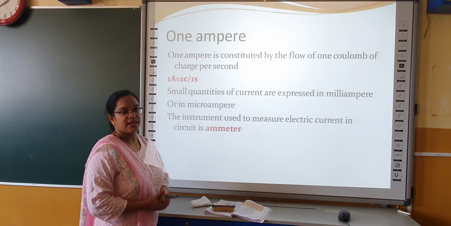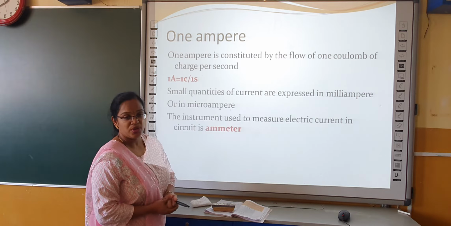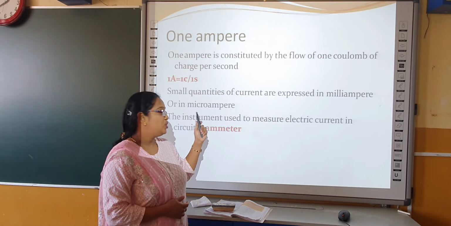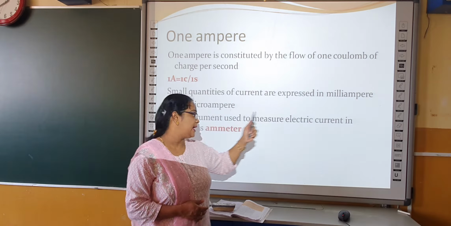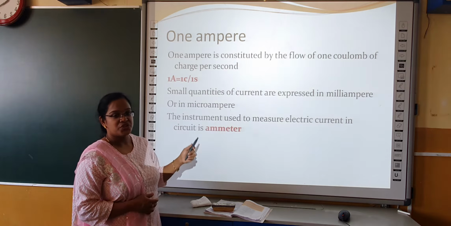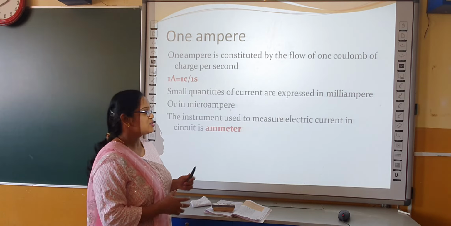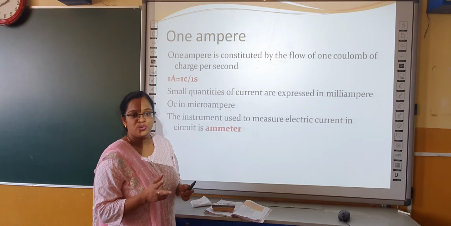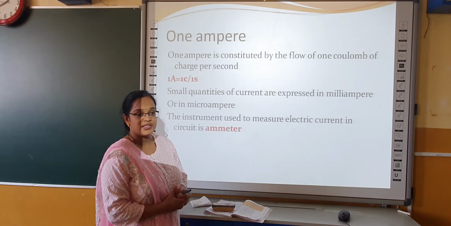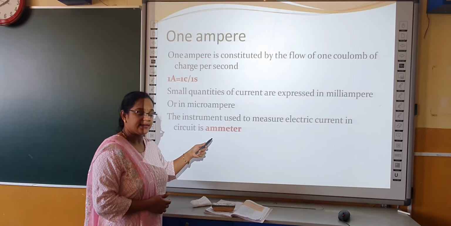How will we measure the electric current? Which is the instrument used to measure this electric current? The instrument used to measure electric current is the ammeter. Ammeter is used to measure the electric current. It shows 1 ampere, 2 ampere or 3 ampere like that. It is used in an electric circuit to measure the electric current.